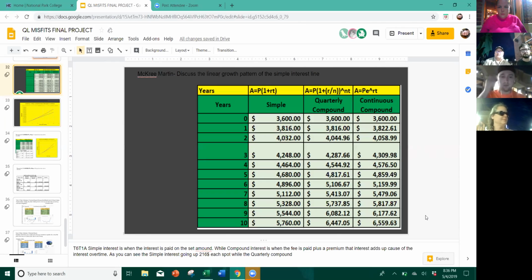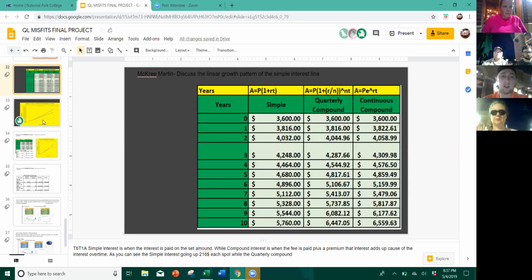McCree, discuss the linear growth pattern of the simple interest line, please. All right. Simple interest is when the interest is paid on the set amount, while compound interest is the fee paid plus a premium, and that interest adds up over time. So your simple only goes up, on this chart, $216. It keeps on going up $216, while the quarterly compound goes up a little bit more than 216. It starts adding an extra dollar or two, and adding extra interest as you go along.